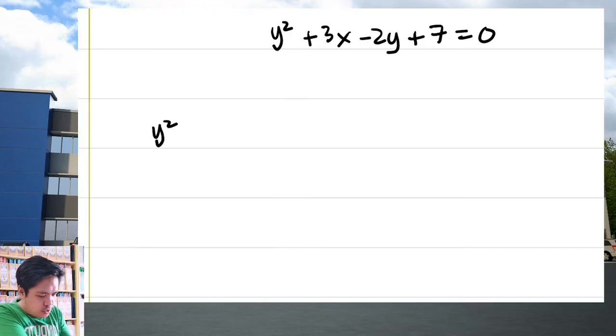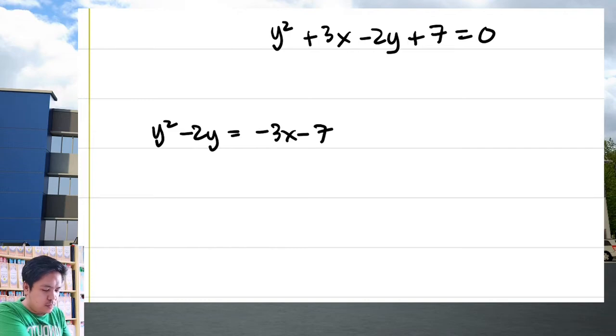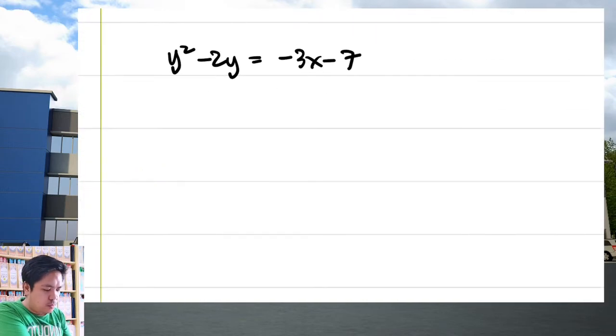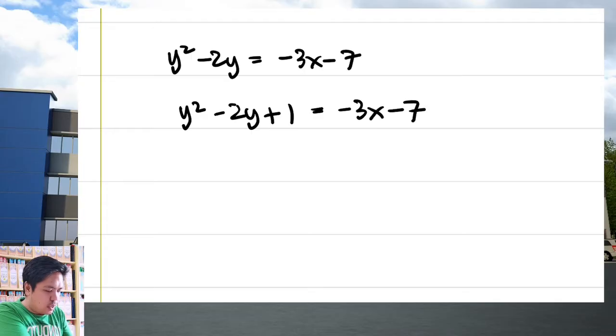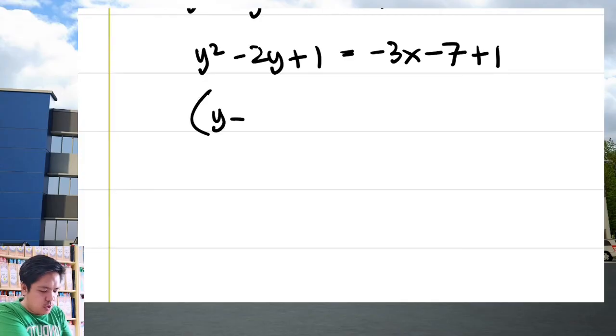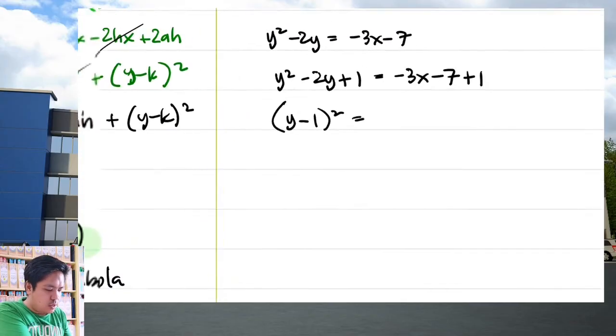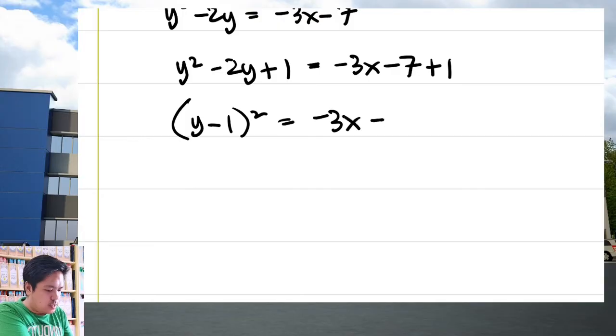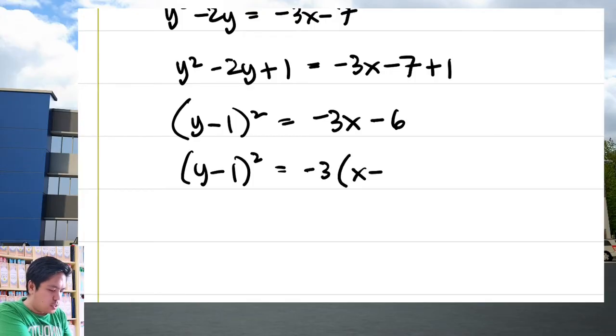So we'll have y squared minus 2y, that's equal to negative 3x minus 7. So from here, pwede tayong mag-perform completing the squares at the left side. So we have y squared minus 2y plus 1, that's equal to negative 3x minus 7. Then we need to add 1 to balance. So this is now the square of y minus 1. And sa other side, that would be negative 3x minus 6. So we could factor out negative 3. That would be x minus 2. Oh no, sorry, x plus 2.